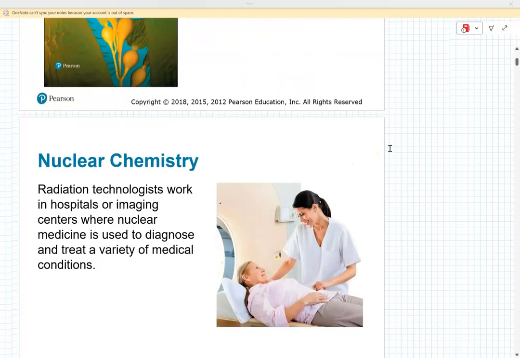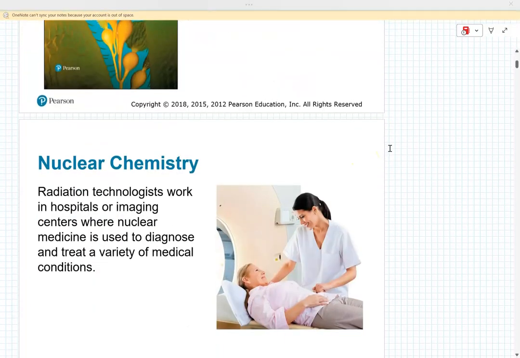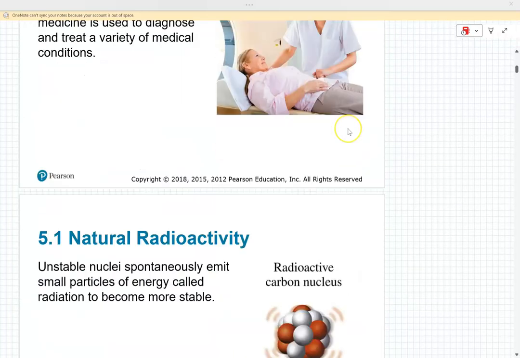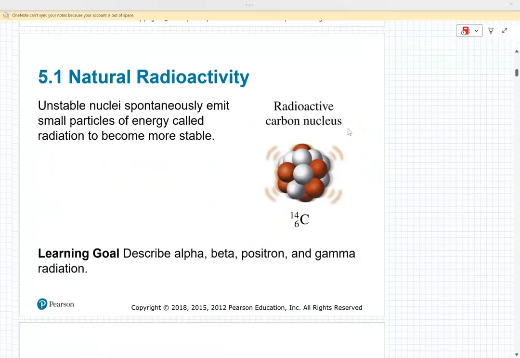So this is a relatively short chapter. And first, we're going to learn about the concept of radioactivity and different types of radioactive emission.